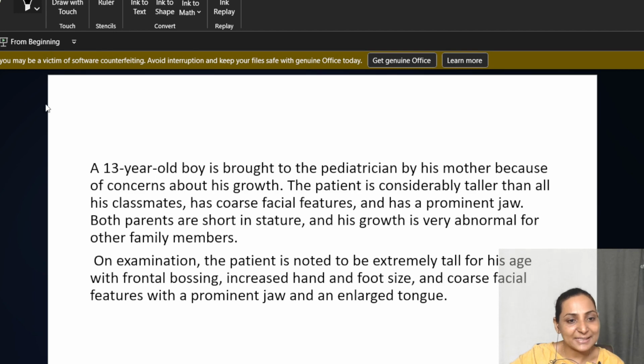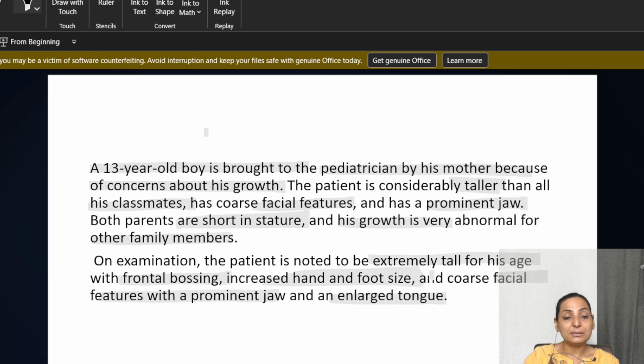So let's get started with this case. I will not tell you what the case is related to. You just try to find out the answer. There is a 13-year-old boy who is brought to the pediatrician by the mother because he has some concerns about growth. The patient is taller than the other classmates, has coarse facial features and a prominent jaw. Both parents are short in stature and his growth is very abnormal in comparison to his family members. On examination, he is extremely tall for his age with frontal bossing, increased hand and foot size, coarse facial features, a prominent jaw and a large tongue.